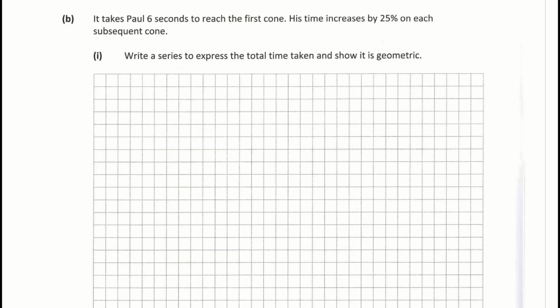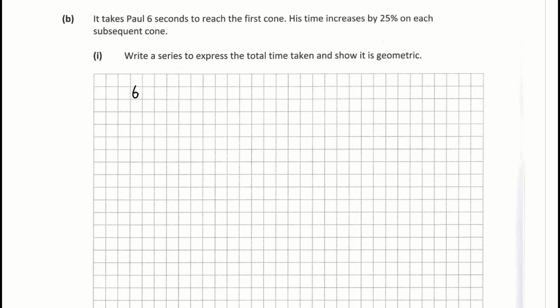So part B, it takes Paul 6 seconds to reach the first cone. His time increases by 25% on each subsequent cone. So he's basically getting slower by 25% each time. So his time actually increases. So let's look at the first one. To get to the first cone, it takes him a flat 6 seconds.